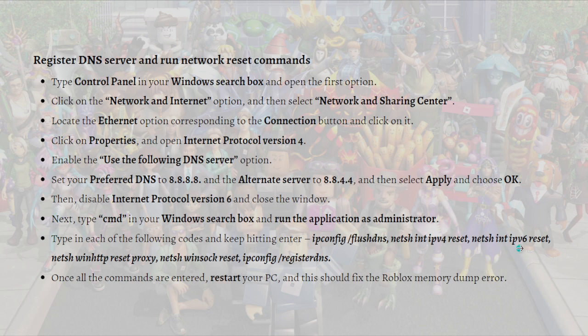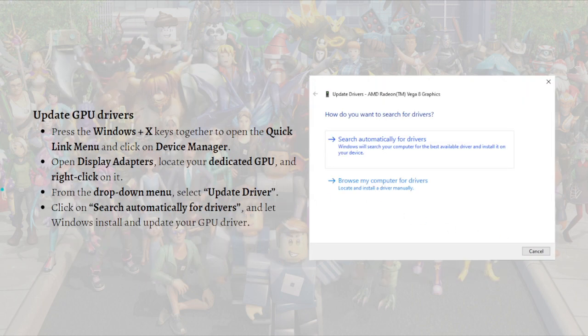And then lastly, what you can do is to update the GPU drivers. To do that, press the Windows plus X keys together to open the quick link menu and click on Device Manager. Open the display adapters, locate your dedicated GPU and right click on it. From the drop down menu, select Update driver. Then in there, click onto Search automatically for drivers, as you can see here in this picture, and let Windows install and update your GPU drivers.